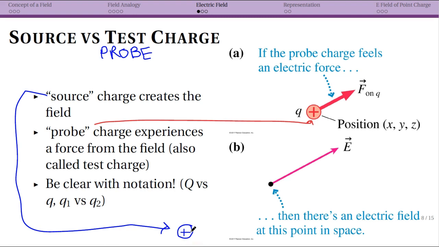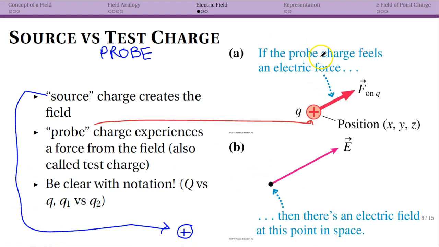And when we put this into the equation, we have to be really careful about which one we're referring to. So with the notation, this might be capital Q versus lowercase q, which is my favorite. It might be Q1 versus Q2. It might be Q versus Q prime, which is the one the book uses when we do the calculation in a little bit. So what we then say is that this source charge has created a field everywhere around it.